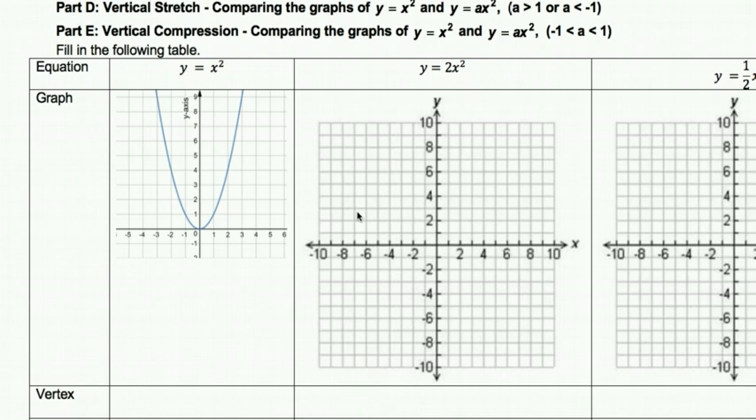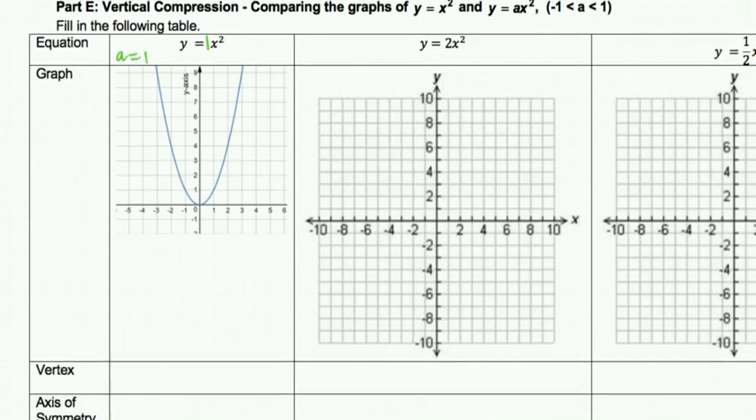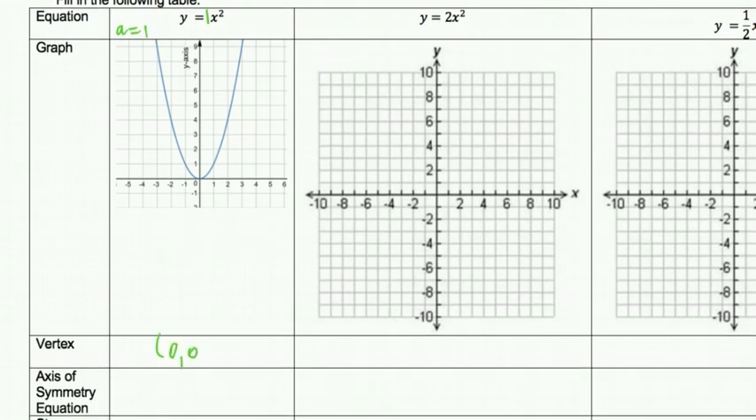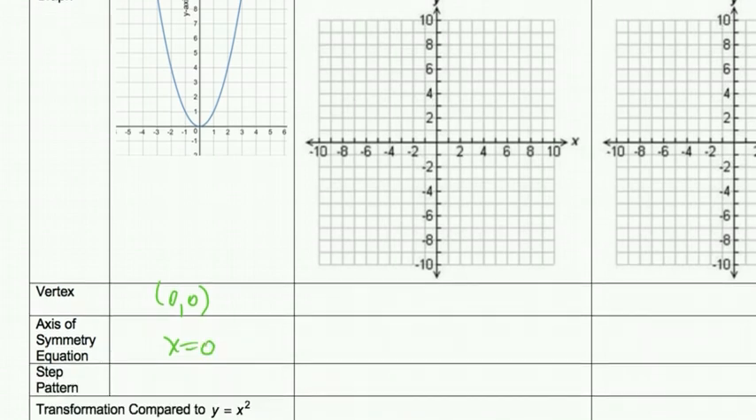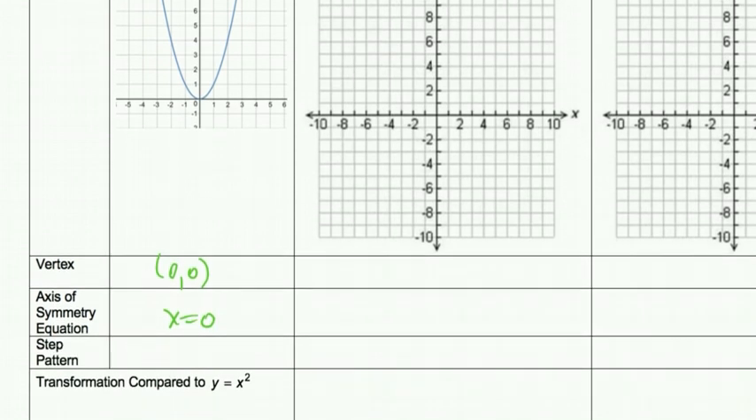Okay, so here's the parent here. We're just going to remind you that it has a 1. Okay, so the a value is 1. So from there, vertex, axis of symmetry, and the step pattern. Think of it like, okay, I have to find the a, it's 1. So then I'm going to take my a and multiply it to my step pattern.